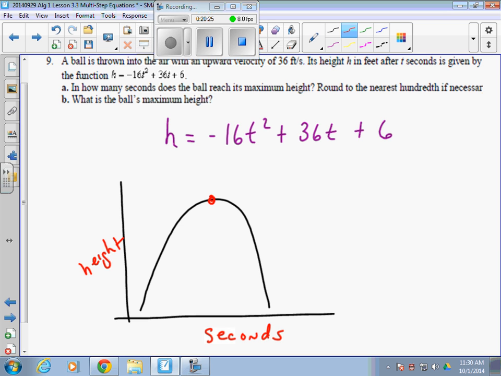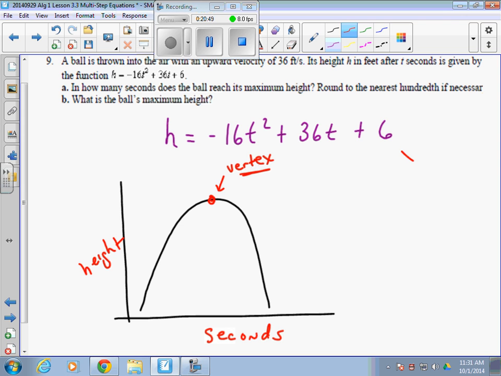So all we're looking for in this, even though it looks tough, even though it looks like a lot when you read all of these words, is the vertex. If you can find the vertex, then you can answer both of these questions very easily. This is a lot easier than number 8 was because there's much less to do. You find the vertex the same way.